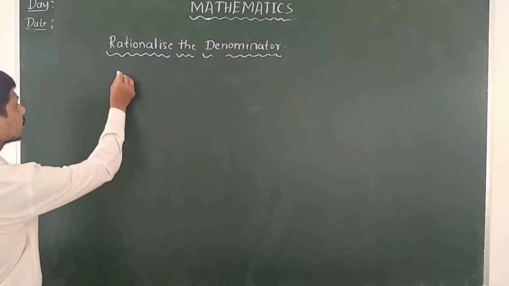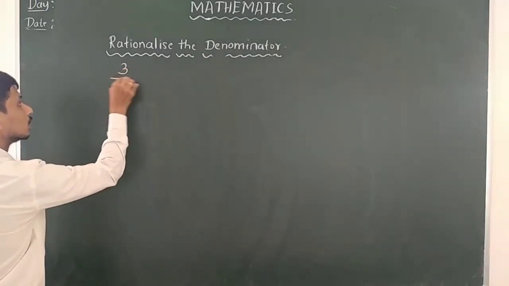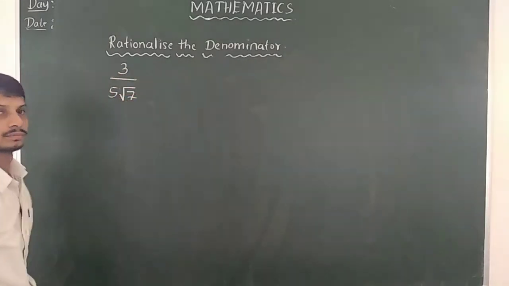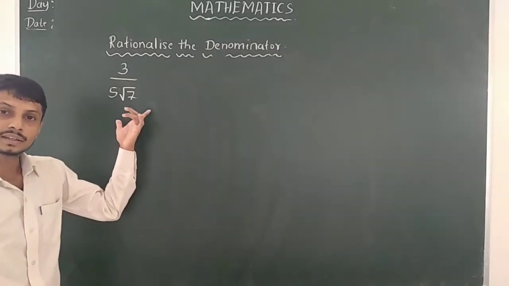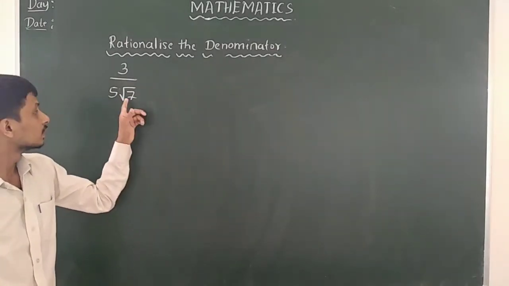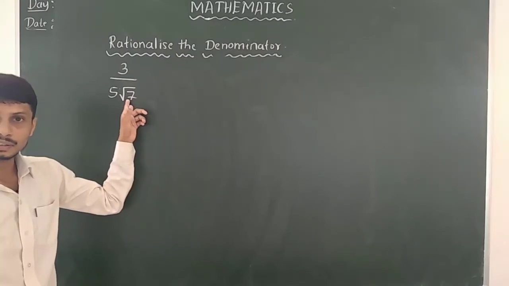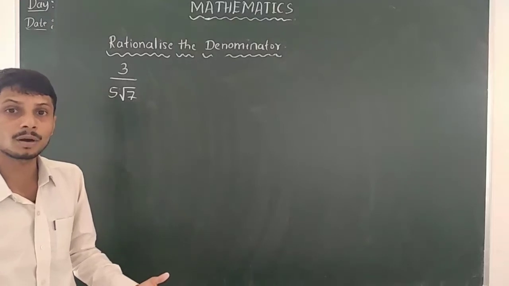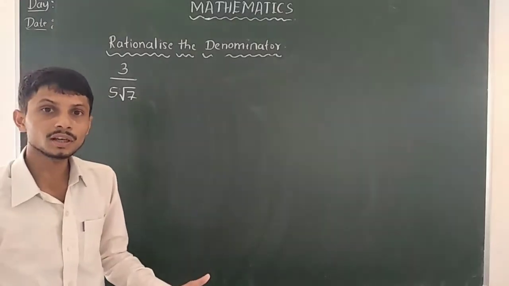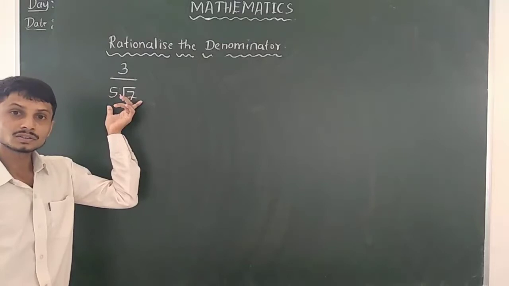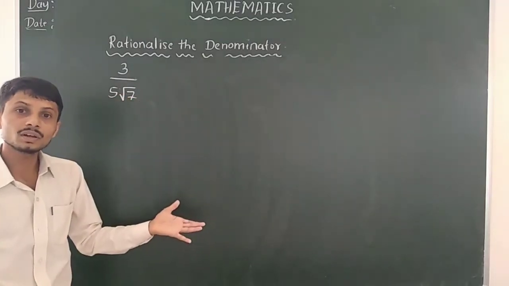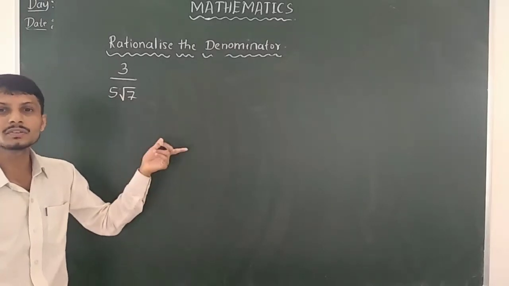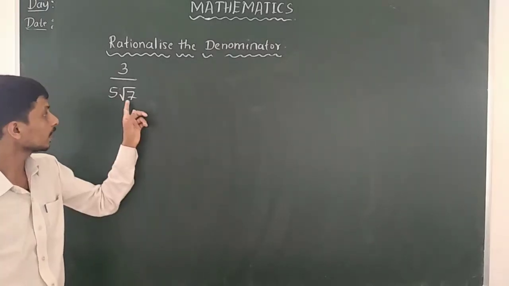Yes, here I will take 3 by 5 root 7. So here it's another number. The denominator is an irrational number, because root 7 is an irrational number which cannot be expressed in the form of p by q. So what we have to do here? Here 5 root 7 is there, so there is no need to multiply and divide by 5 root 7. We just have to multiply and divide by root 7.